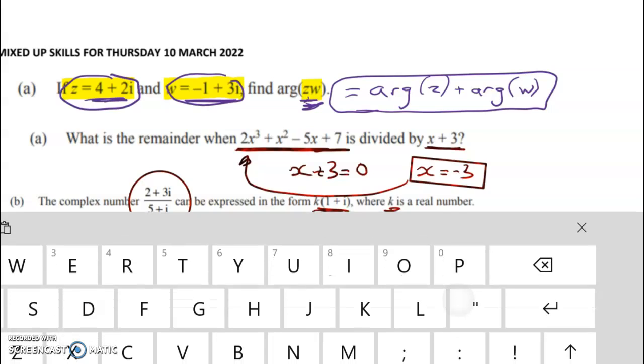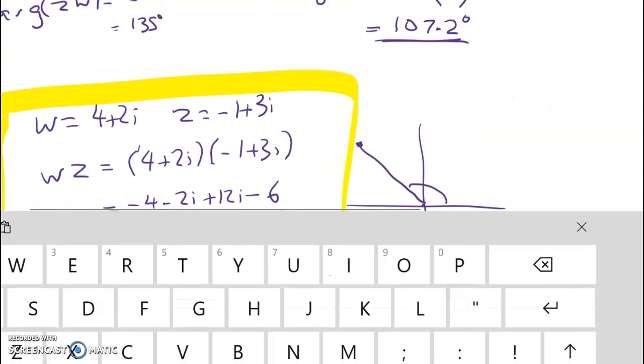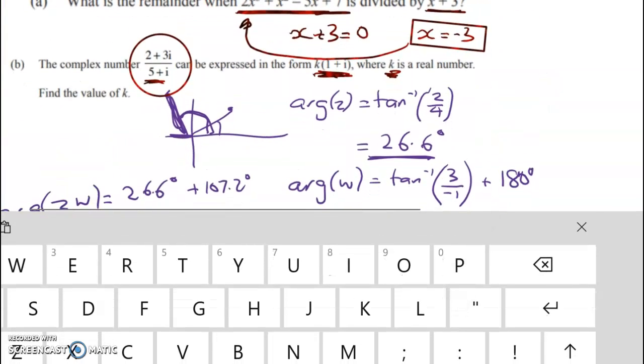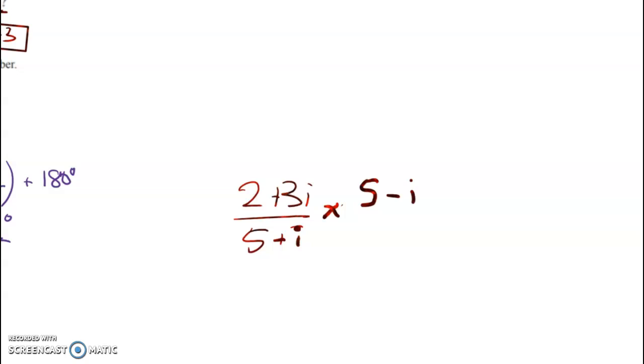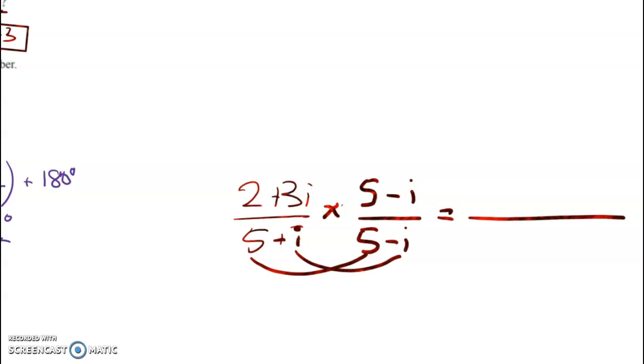Okay, 2 plus 3i over 5 plus i, times it by 5 minus i over 5 minus i. Always start with your denominator, and there we're going to get 25 plus 1, so 26.